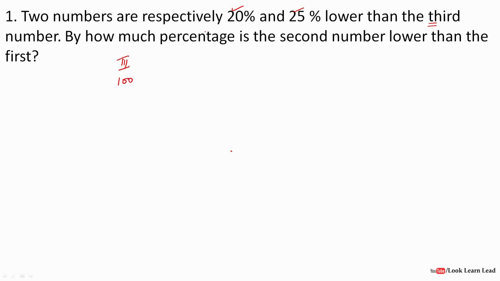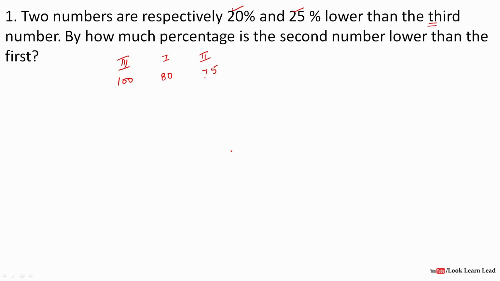Okay, now the first number is 20% lower than the third number. So 20% of 100 would be 20. So 20% lower than the third number means the remaining is 80. So the first number would be 80. So 80 is 20% lower than 100. Okay, so the second number is 25% lower than the third number. So it would be 75. Okay, so now the question is, by how much percent is the second number lower than the first number?